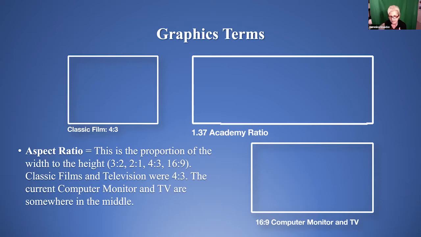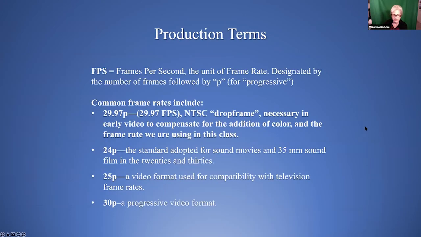So 16/9, if you divide that, it comes out to something between 1.37 and 4:3, which is 1.133, something like that. Okay, darn, this jumps ahead sometimes.